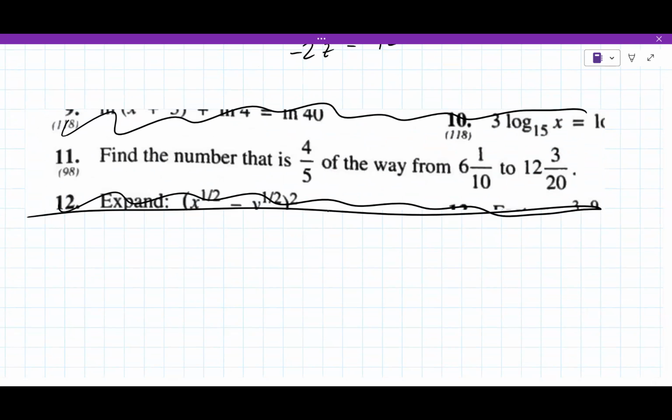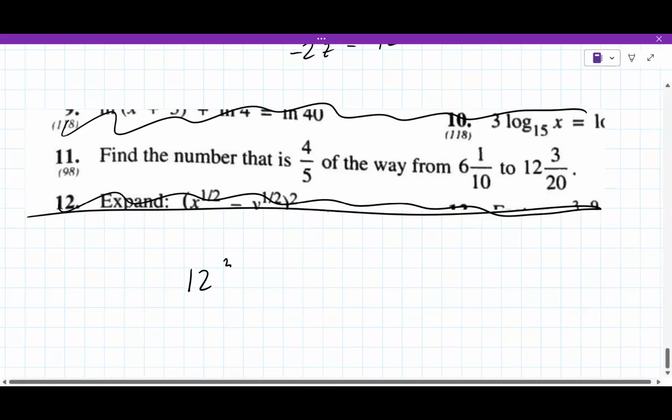All right. So, how do we proceed? If I remember correctly, we're going to subtract 6 and 1/10 from 12 and 3/20, multiply that by 4/5, and then add that to 6 and 1/10. There you go. You got it.